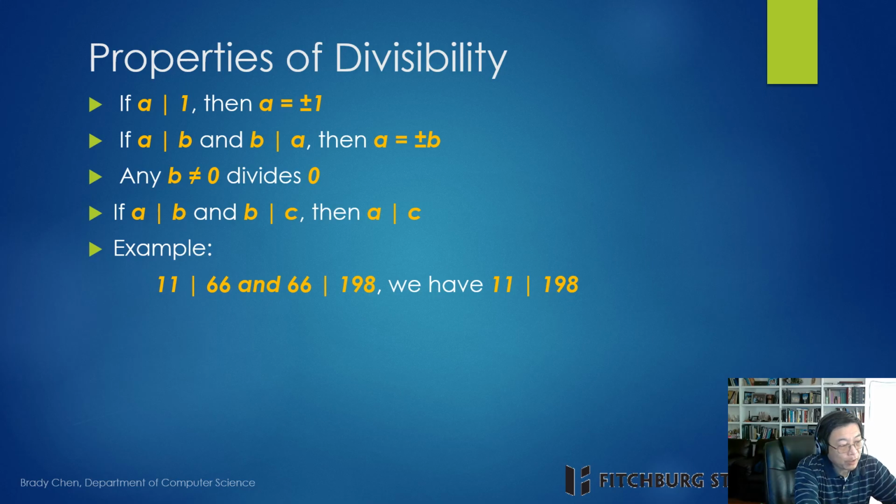Let's talk a little bit more about divisibility. Some of the properties listed here are very trivial. Let's take a look at each of these. First, if A divides 1, then A could be either 1 or minus 1. This looks very trivial, right? 1 is the smallest positive integer above 0. So 0 is different. If anything else could divide 1, then that number would no longer be an integer. That means the only things that can divide 1 are 1 itself and minus 1.